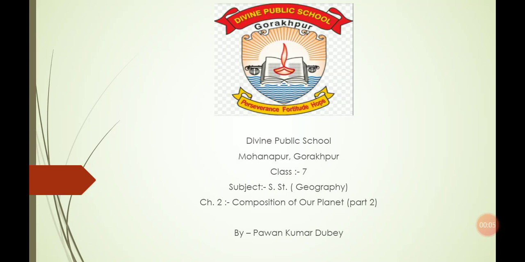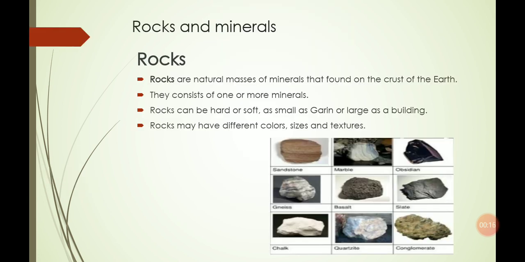Today we are going to read class 7th Geography, chapter number 2, Composition of our planet, part 2. Now, in the last video we have read about the different layers which are present inside the Earth's surface. So what were those layers? Those were crust, mantle and core.